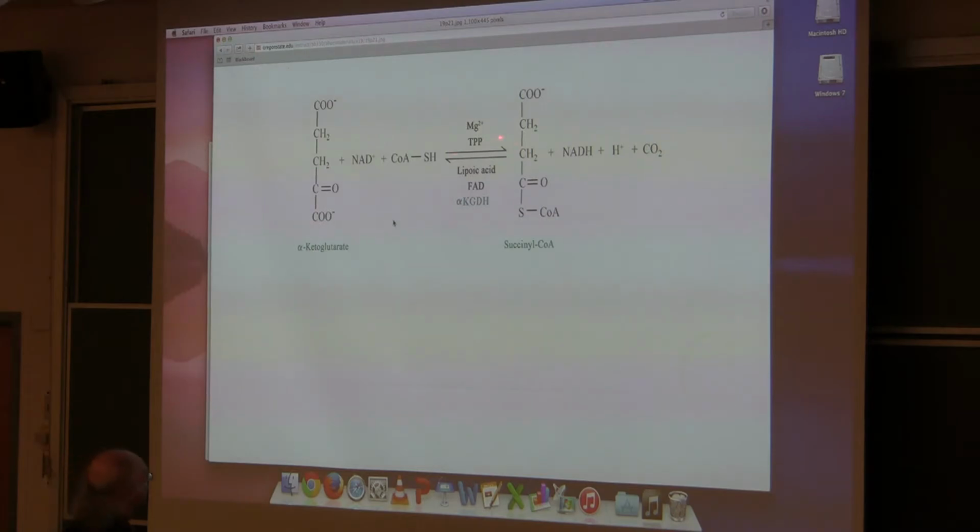So we see oxidative decarboxylation going on. Well, this is the enzyme that has almost the identical mechanism as the pyruvate dehydrogenase did for its reaction. And of course, it has the same 5 coenzymes: 1, 2, 3, 4, 5.